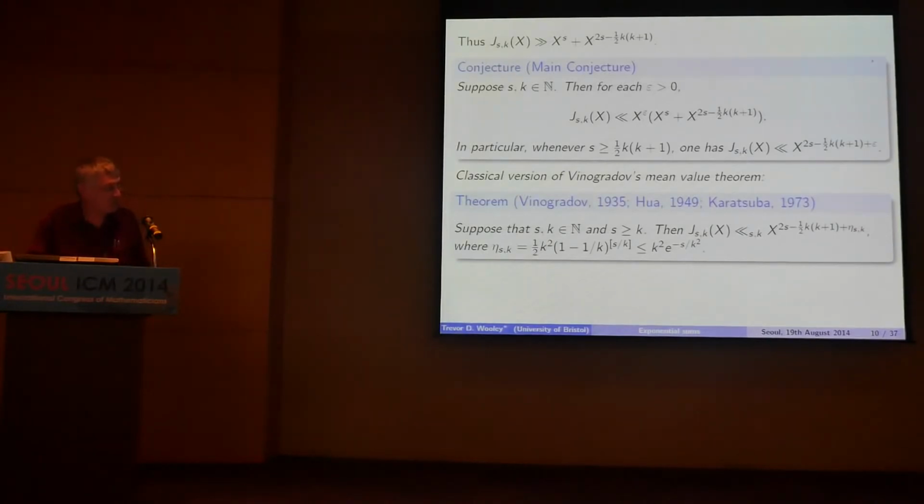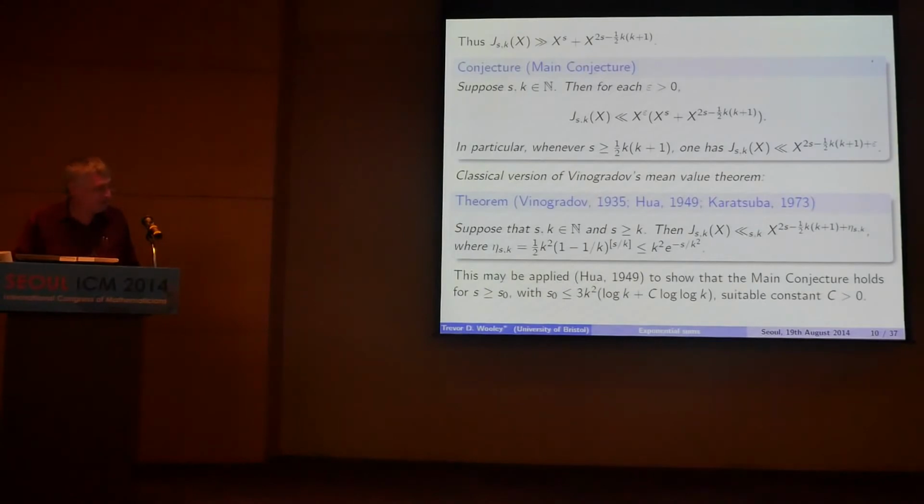Remember, this is a 2s moment of an exponential sum of length capital X of degree k. And that eta decays exponentially with s. So you can see that when s grows like k squared, maybe times log k, this term is really pretty small. So we get very close to this estimate. And if you choose a suitably large constant multiple of k squared log k, you can even sort of bootstrap your way to proving the upper bound here.